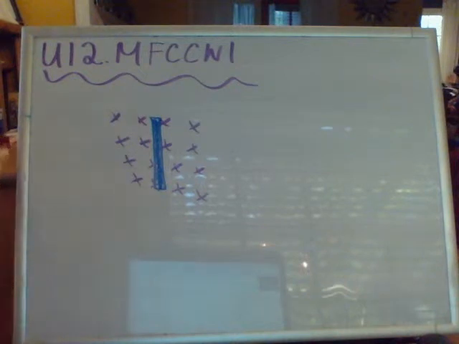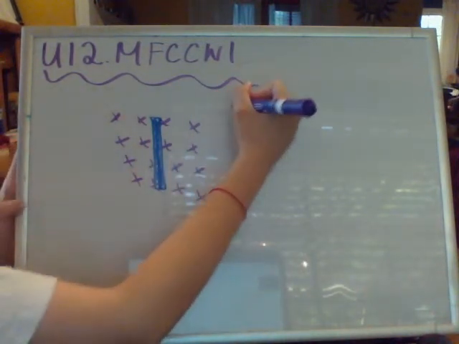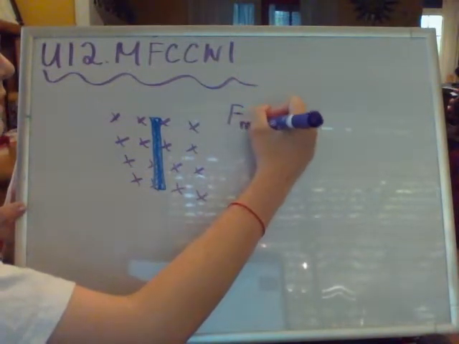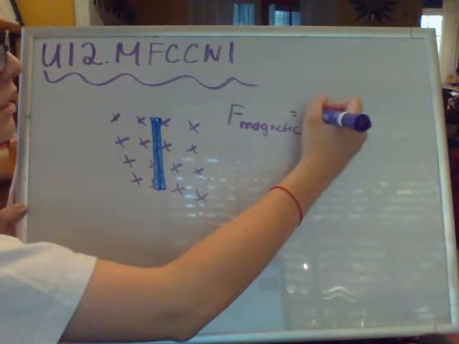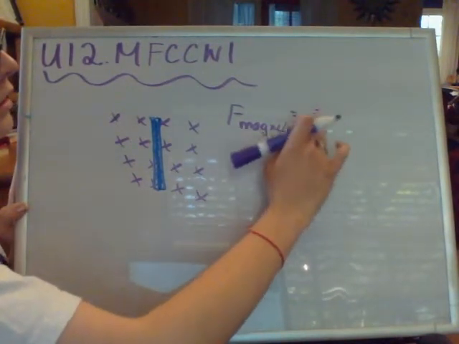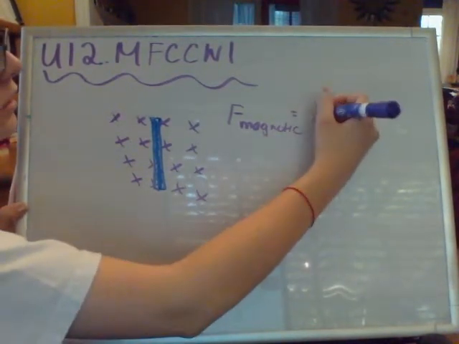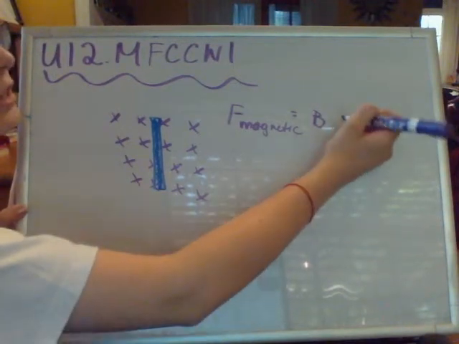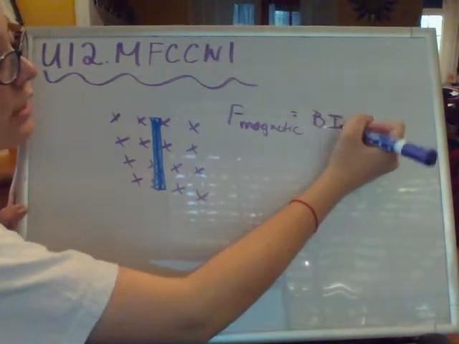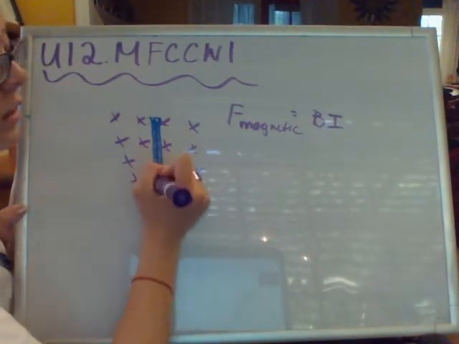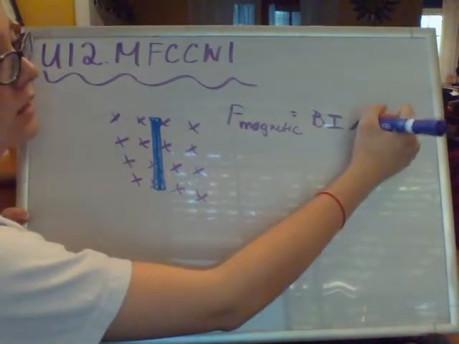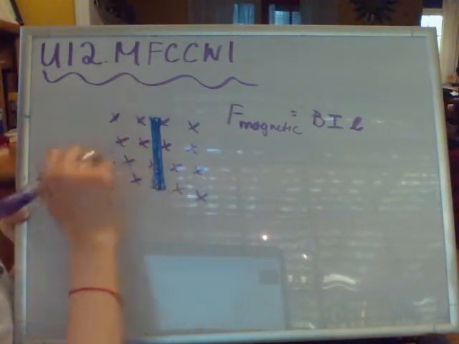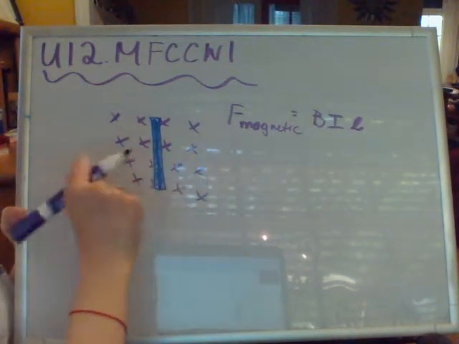So therefore, when we look at the equation, which is F magnetic equals the magnetic field, which is always measured in Teslas, times the current going through this segment of wire, which is going to be in amps, times the length of the wire, which is going to be in meters.